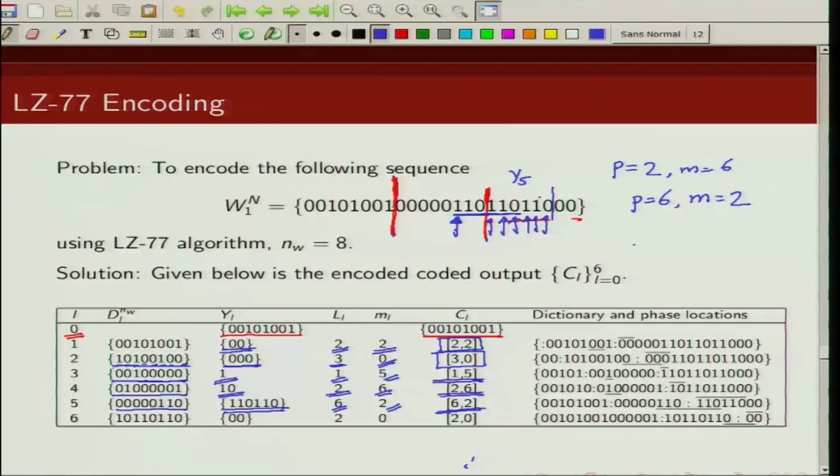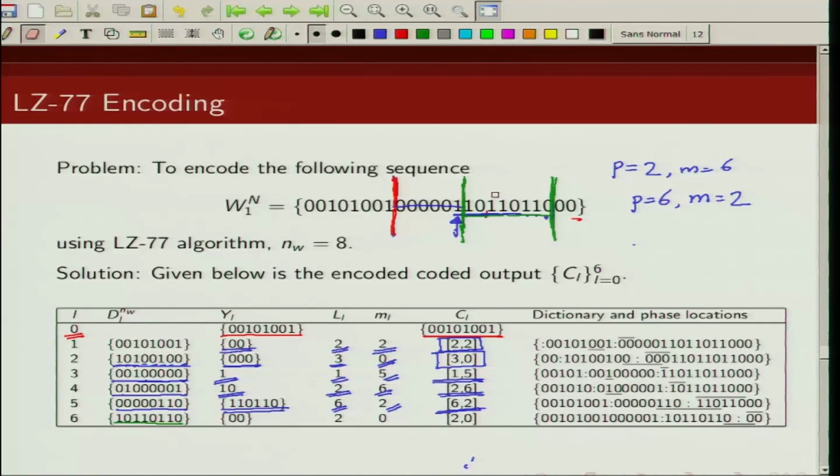Now I need to add these 6 symbols to my dictionary, and I'll remove the oldest 6. So I'll remove this, this, this, this, this. So my new dictionary is now this. This is my new dictionary. And you can check my dictionary: 1011 0110 1011 0110. Okay, I again look for the maximum match. Let's just clean up a little bit.